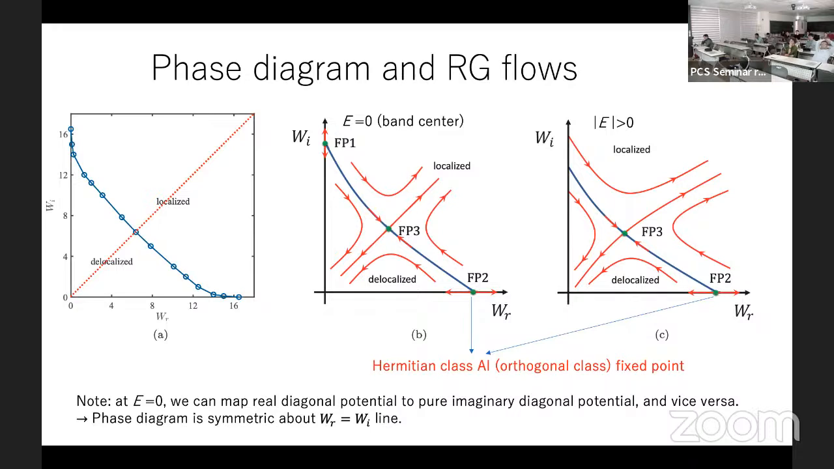And in fact, for the critical exponent where the real part of the random potential is zero and only the potential is pure imaginary, there appears a fixed point, which is exactly the same as in the real potential Anderson transition. So this critical fixed point and this fixed point are the same. But this is an artifact of the band center. And away from the band center, this fixed point disappears because we don't have any symmetry.